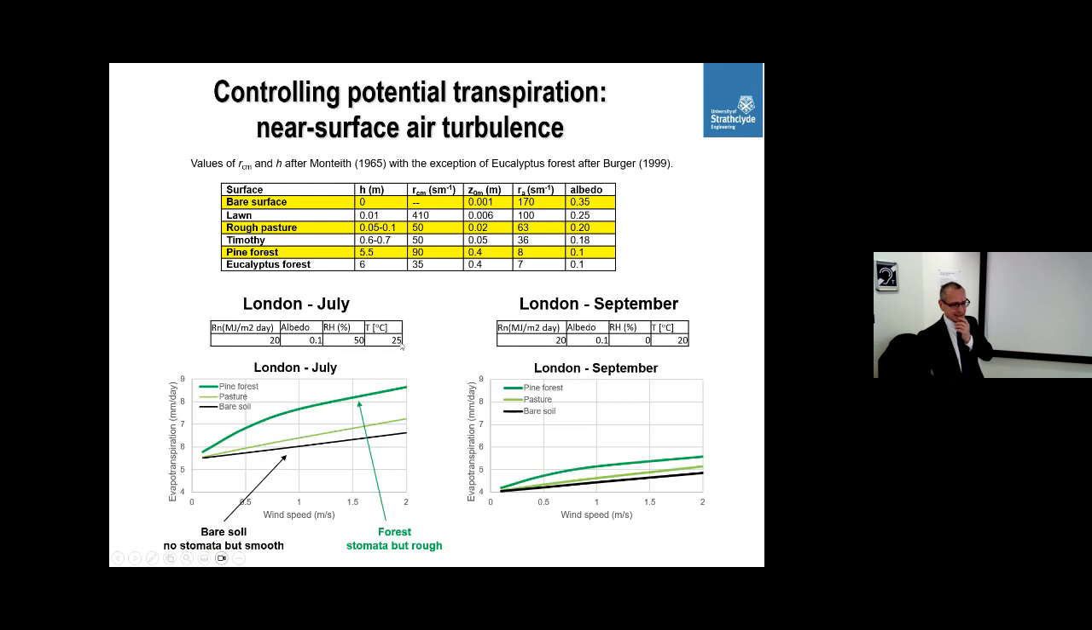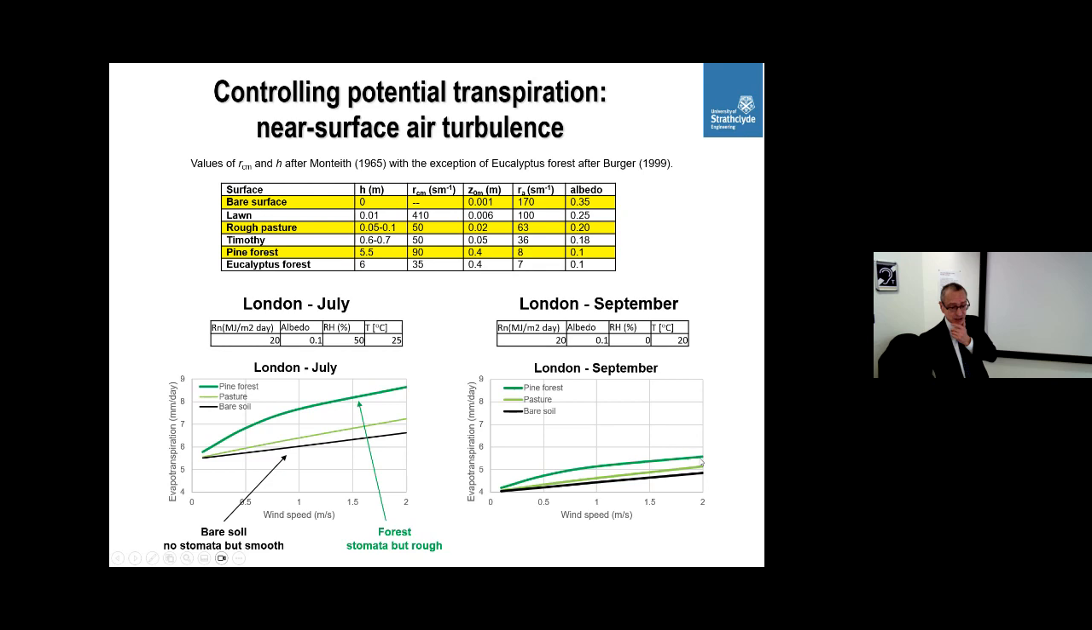And the temperature is 25 and the temperature is 20. So in July, there is much more solar radiation, so much more energy that I'm supplying for the latent heat. So you have higher evaporation. So those numbers are wrong. I'm now realizing that, but you can see that for the same type of vegetation, the evapotranspiration is much higher in July and much lower in September.